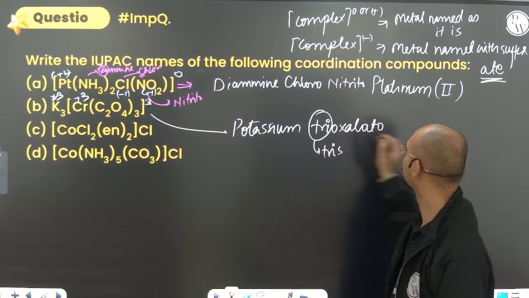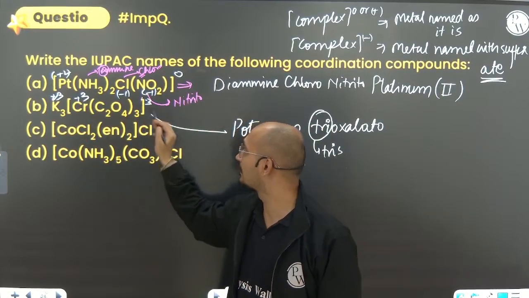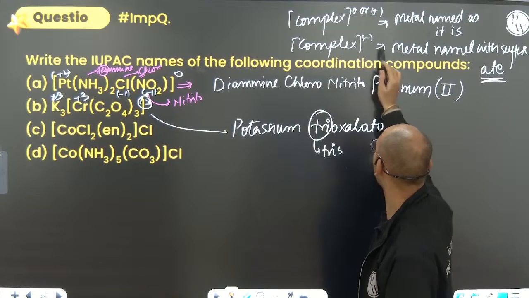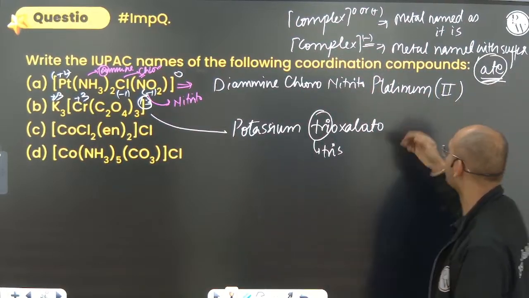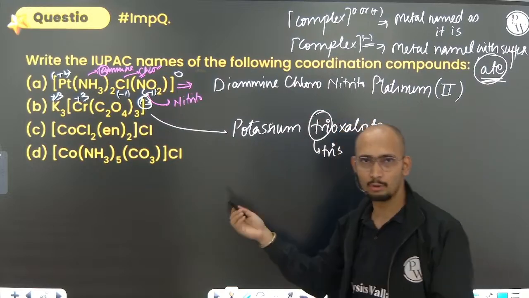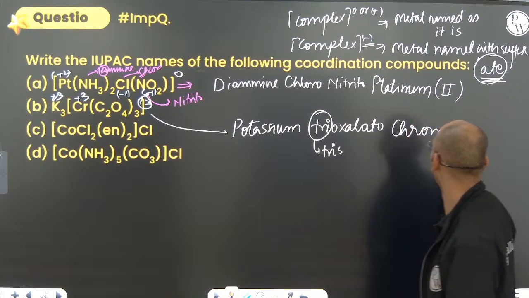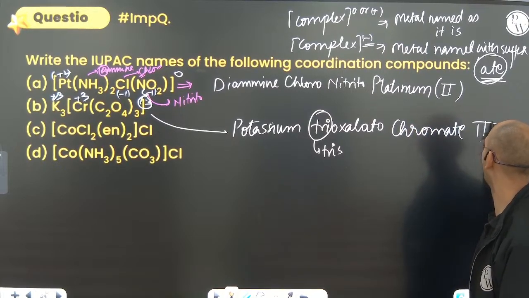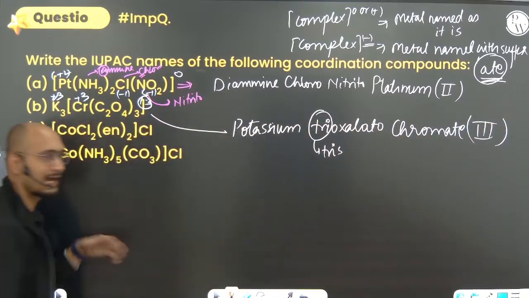Oxalato, then chromium. Chromium is 3, yes or no, but the overall charge is negative. If the overall complex is negatively charged, the metal is named with the suffix -ate. So it will be called chromium, so chromate. And in brackets write whatever the oxidation number is, that is 3. Third. Now I will not write, I will directly ask you.